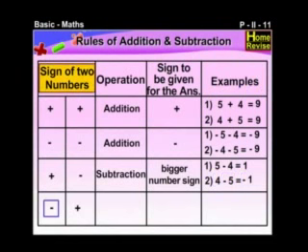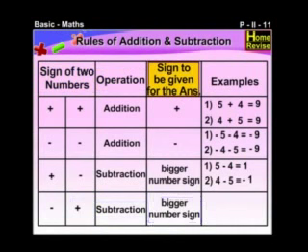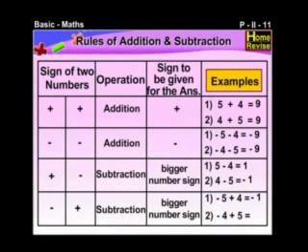Fourth rule, if the first number is negative and the second number is positive, then after the subtraction of the two numbers, we have to give the bigger number's sign to the answer. For example, minus 5 plus 4 is equal to minus 1, that is, the bigger number's sign, minus. Second example, minus 4 plus 5 is equal to plus 1, that is, the bigger number's sign, plus.